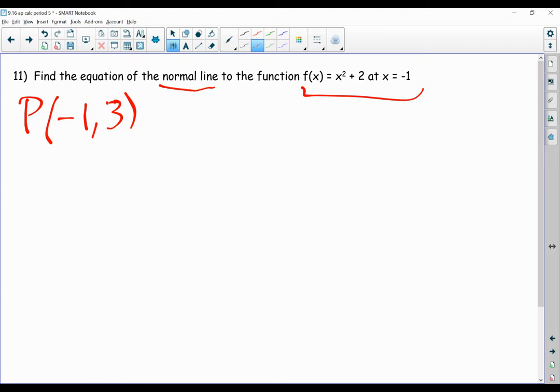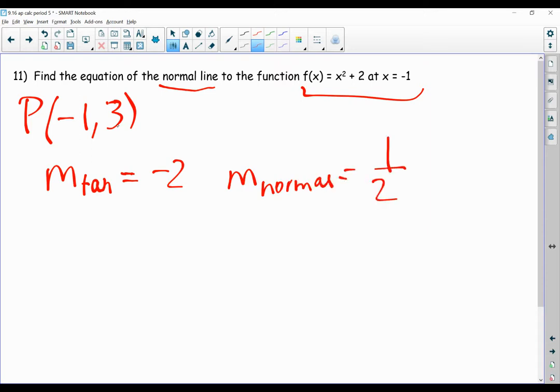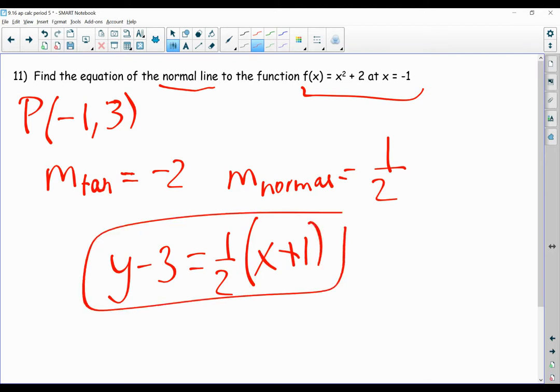So we know from example, I feel like it's example 7, that the slope of the tangent was equal to -2. So what that tells me is the slope of the normal would be equal to +1/2. So I have my point already. I have my slope now because I already did the tangent. Here would be the equation of your normal line. Okay. So that's the normal line in a nutshell.